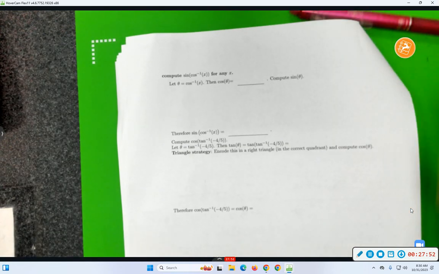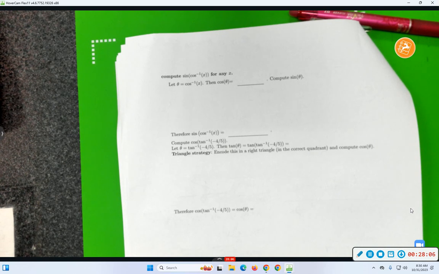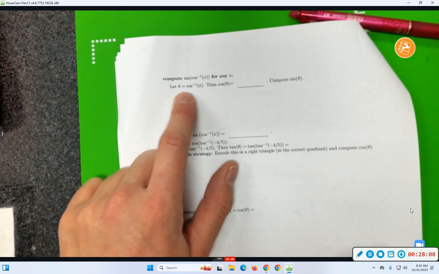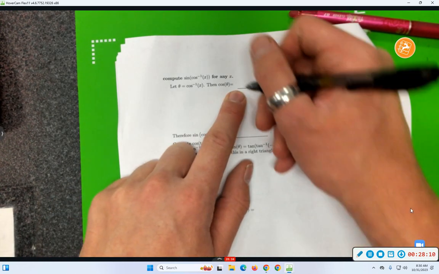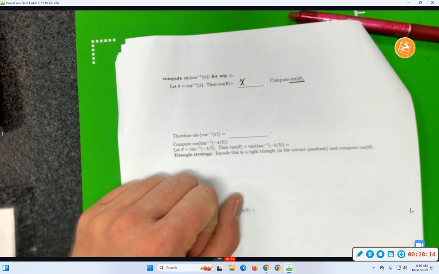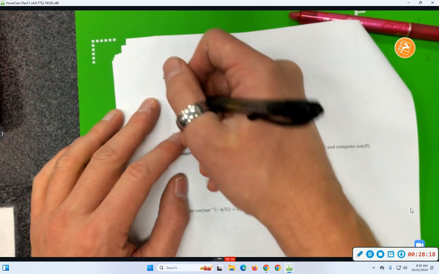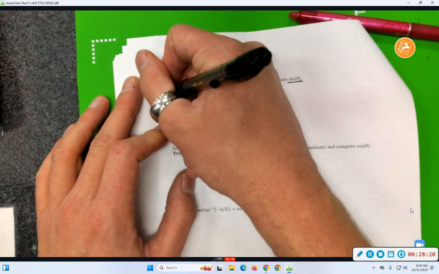Let's compute sine of the inverse cosine of x for any x. And maybe you even have a pretty good idea what this will be, based on the fact that it should be the same as cosine of inverse sine of x. But let's go through the motions. Let's let theta be inverse cosine of x. Then cosine of theta is equal to x. I want to compute sine of theta. I just did an example using the Pythagorean identity, so this time I'll use a right triangle. So let's draw this right triangle.